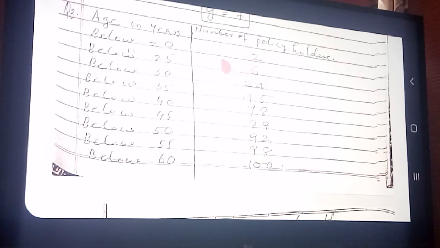And below 25 means below 20 and below 25 together adding, you are getting 6. So for 20 to 25, how do we find out? 6 minus 2. How much will come? 4. In such a way the classes are forming. That I have shown in the next page. You see here.